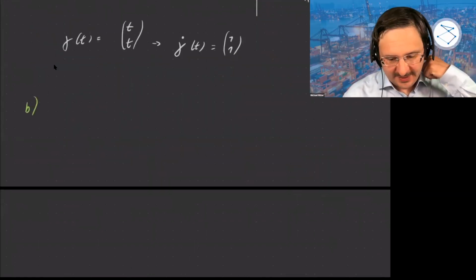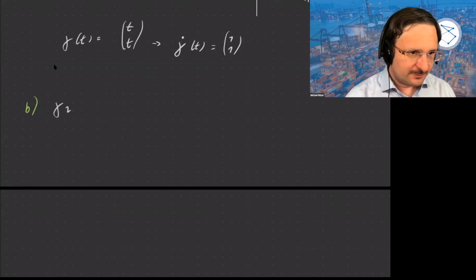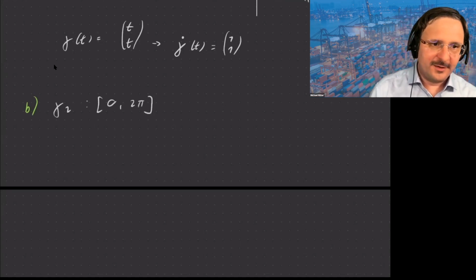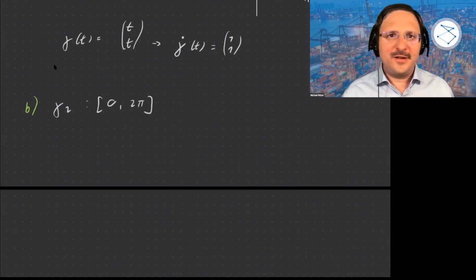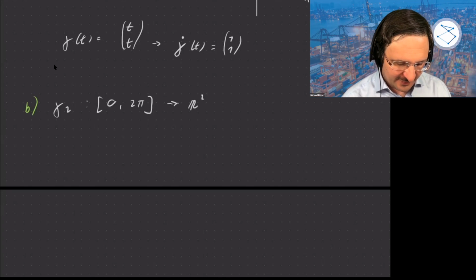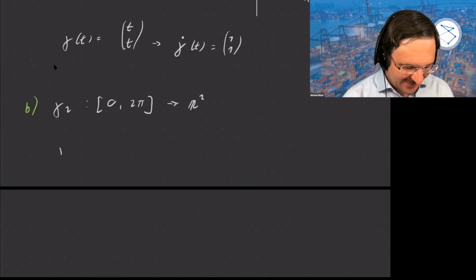And let's take part B. Gamma 2. Now that one has a parameter space of 0 to 2 pi. And if pi is involved, then usually trigonometric functions are involved in that curve, because otherwise it usually doesn't look very nice. And indeed, the parameterization here is gamma 2 of t is given as sine t and cosine of t.